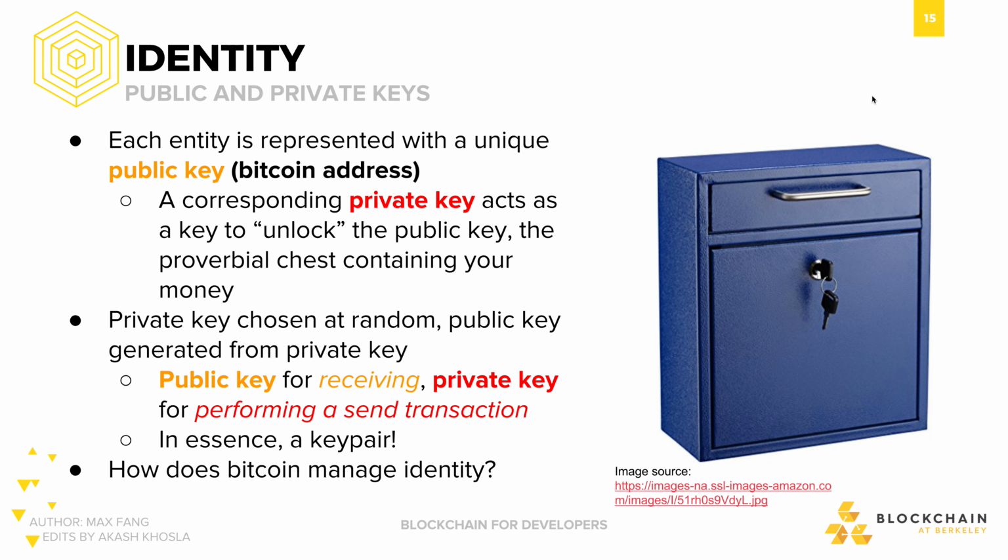The public key is used to receive, essentially, and the private key is used to send your transactions from that place. You're going to hand out your public key in order to say, give me money, and then you're going to use your private key to access what's under that public key to send a transaction. So these things are paired. It's a key pair. So how does Bitcoin manage identity?